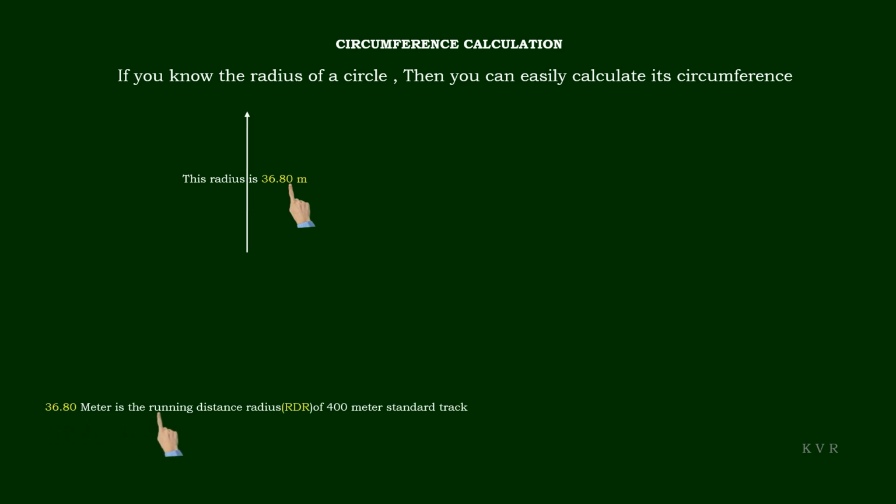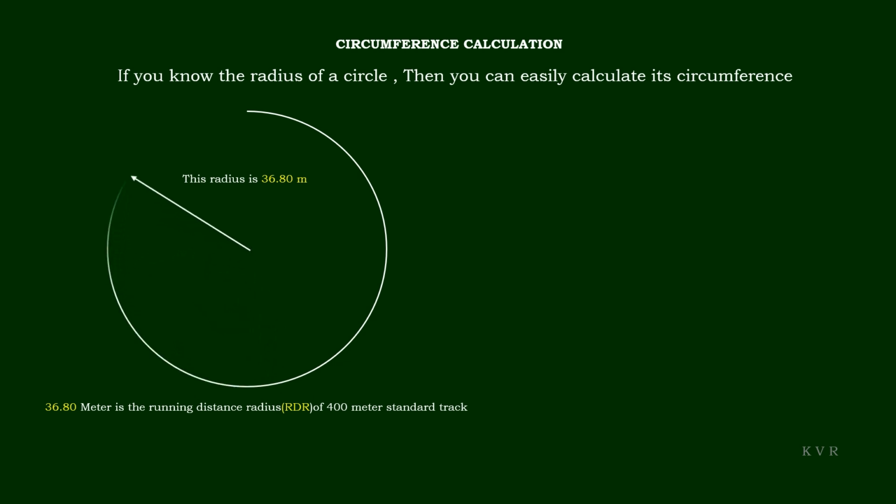36.80 meter is the running distance radius of 400 meter standard track. Draw a circle with this radius. You should know a formula for calculating circumference. C is equal to 2 pi r.